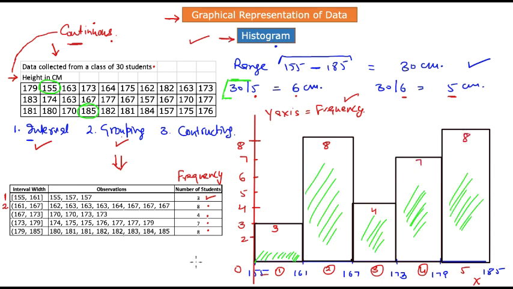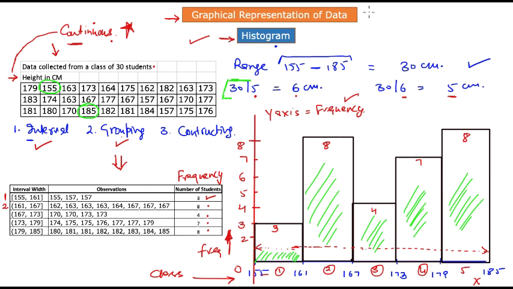So this is our histogram in which your class intervals are shown on the x-axis and your frequencies are shown on the y-axis. Okay, a histogram is to be used when you have a variable under study that is of continuous nature, and that is why, if you notice, these bars are touching each other, that means the variable under study is continuous in nature, right? It goes all the way from 155 to 185.